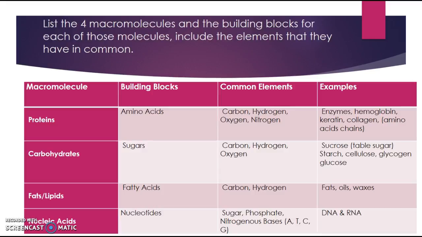List the 4 macromolecules and the building blocks for each of these molecules. Include the elements that they have in common. So proteins, building blocks would be amino acids. The common elements, they have carbon, hydrogen, oxygen, and nitrogen. And examples would be enzymes, hemoglobin, keratin, collagen, or amino acid chains. You can take some time, pause this video, and write down the rest of these.